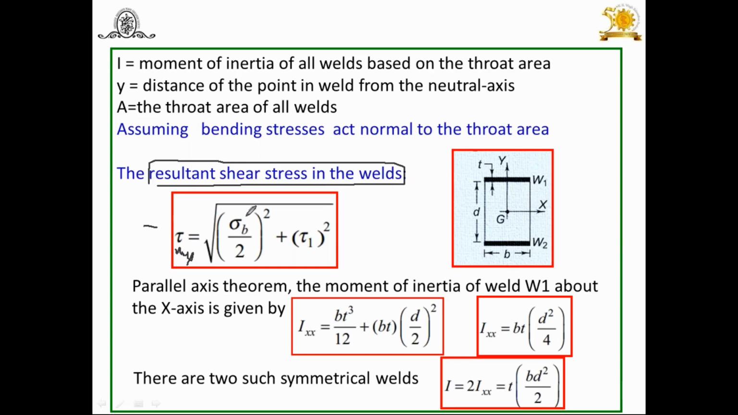And what is this relation? Under root sigma b by 2 bracket square plus tau 1 square. Tau 1 is the primary shear stress, sigma b is the bending stress. You can substitute all these values here. That is P by A, and sigma b is equal to MB Y by I, and then you will get the tau. And this tau is equal to the permissible shear stress of the weld, and you can equate with that.